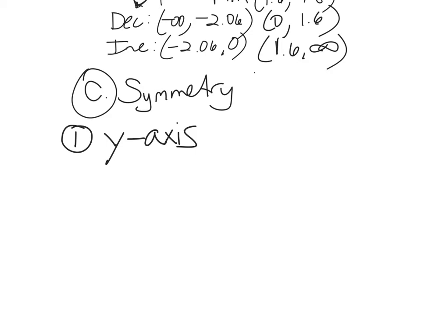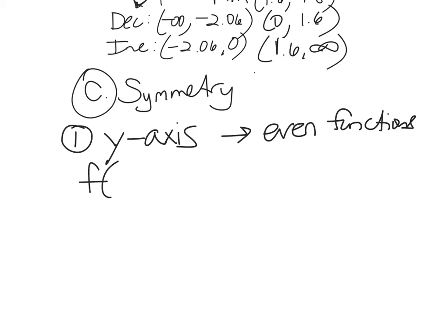Okay, so y-axis. Now, symmetry, if it's over the y-axis, these are going to be our even functions. Functions can be either even, odd, or neither. Even functions are symmetric over the y-axis. Even functions are interesting. So if you have f of negative x, it will equal the same thing as f of x.